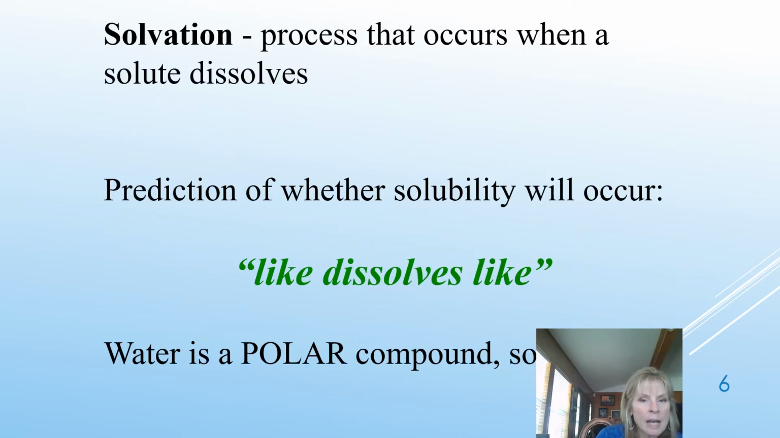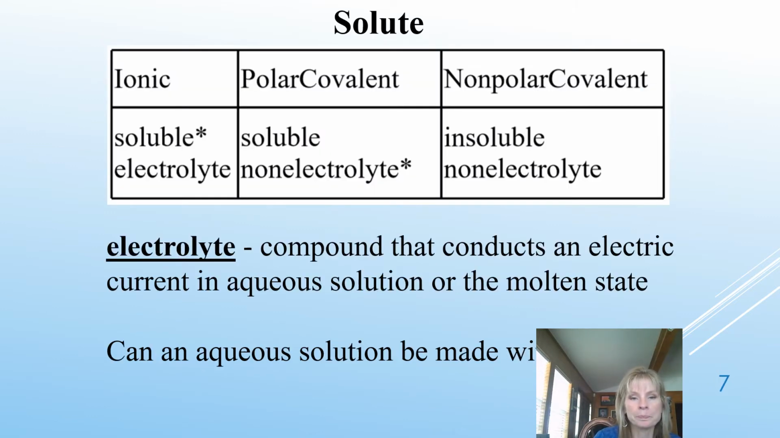Solvation is how a solute dissolves. It's surrounded by water molecules, and it is how things dissolve. For the prediction of whether solubility will occur, we tell you like dissolves like. So what that means is it's more likely for water to dissolve a polar compound than a nonpolar compound. In order to dissolve something that's nonpolar, it would have to have a nonpolar solvent. So like things will dissolve other like things.